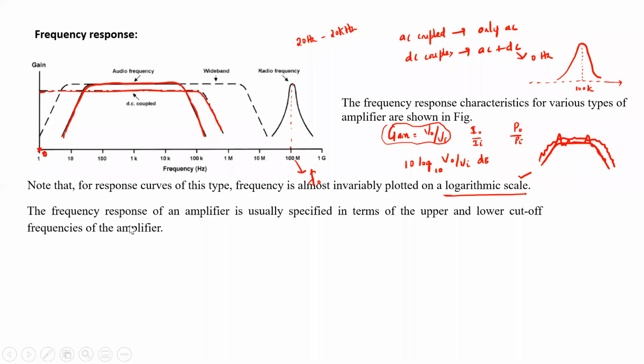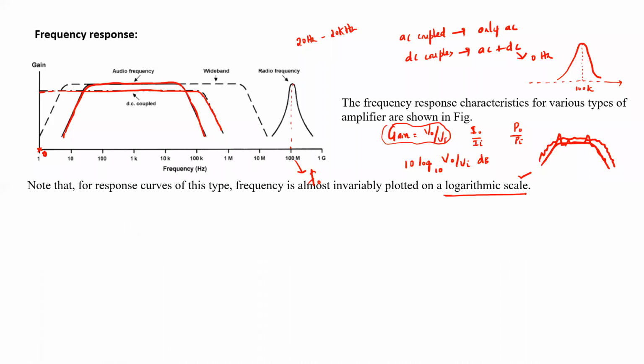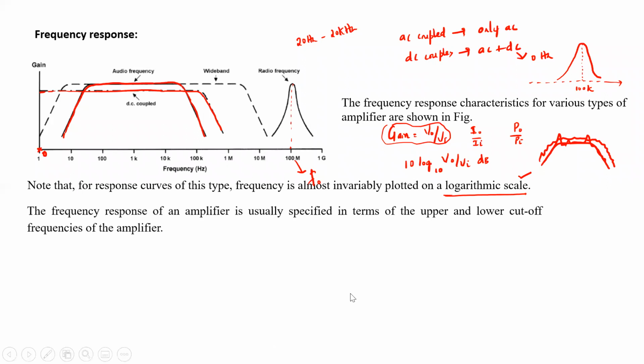Fine. Then the frequency response of the amplifier is usually specified in terms of upper and lower cutoff frequencies. This I didn't discuss, so we shall discuss it. What is the upper cutoff frequency and what is the lower cutoff frequency has to be discussed. We shall discuss that in the next slide. Without these upper and lower cutoff frequencies, this frequency response is actually incomplete. Understand? We shall see how that is. In the next slide, I'll be talking about these upper cutoff and lower cutoff frequencies.